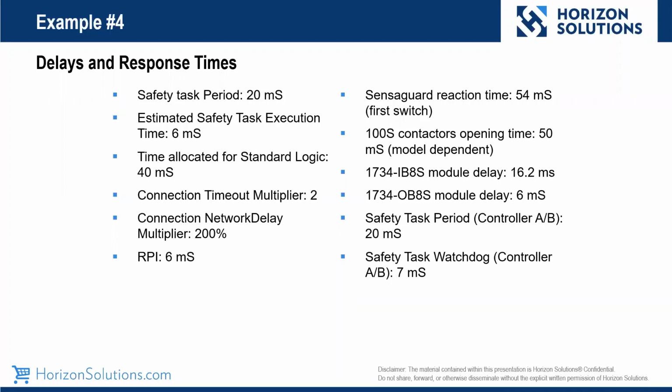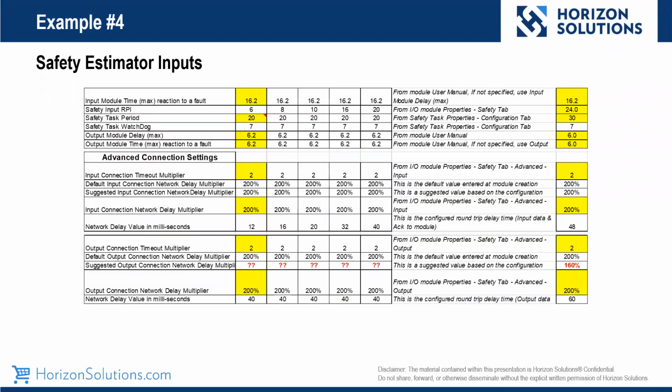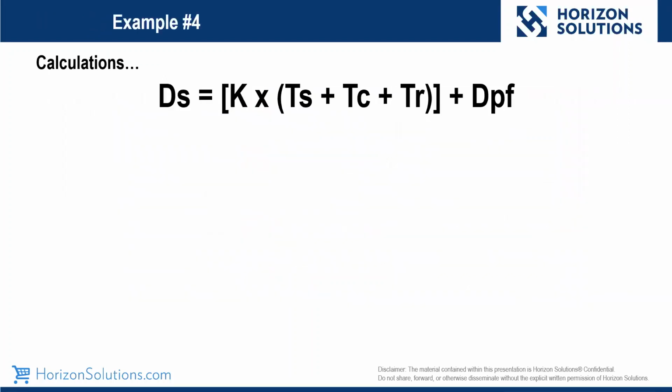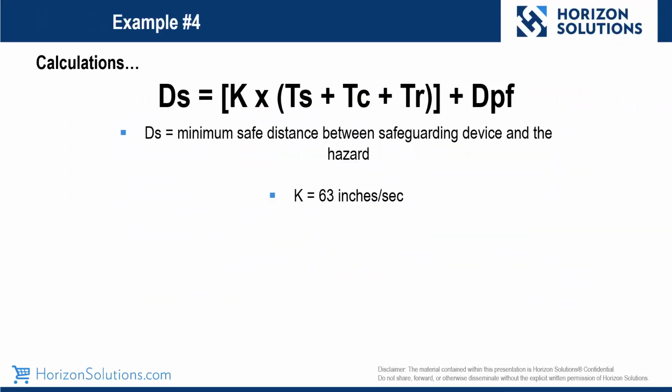Here, we have to add in a second safety task period. This is because of the second controller. We also have to add in the safety task watchdog timer because there are multiple PLCs in the system. Once again, all of this information is taken and plugged into the estimator, which is very simple and straightforward to use, and we get our outputs.